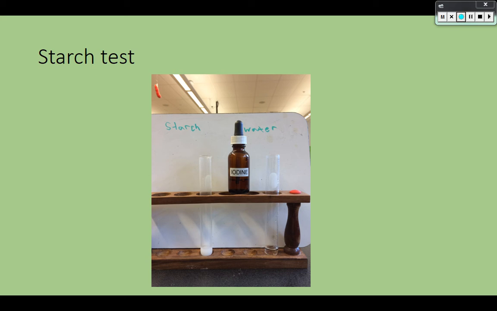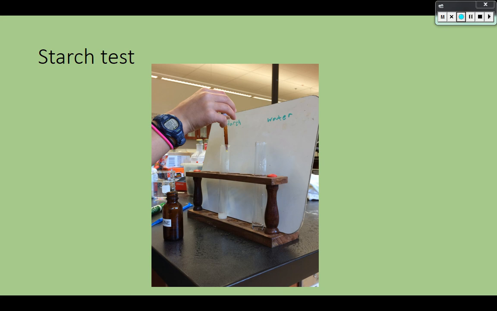So now I've added the starch to this test tube. You can see it's kind of a whitish color. And I'm going to add iodine to both test tubes. Iodine is going to be my chemical indicator in this case. And I'm adding 5 drops of iodine to each test tube. This is actually my daughter adding the iodine. So again, that's about 5 drops to each test tube.